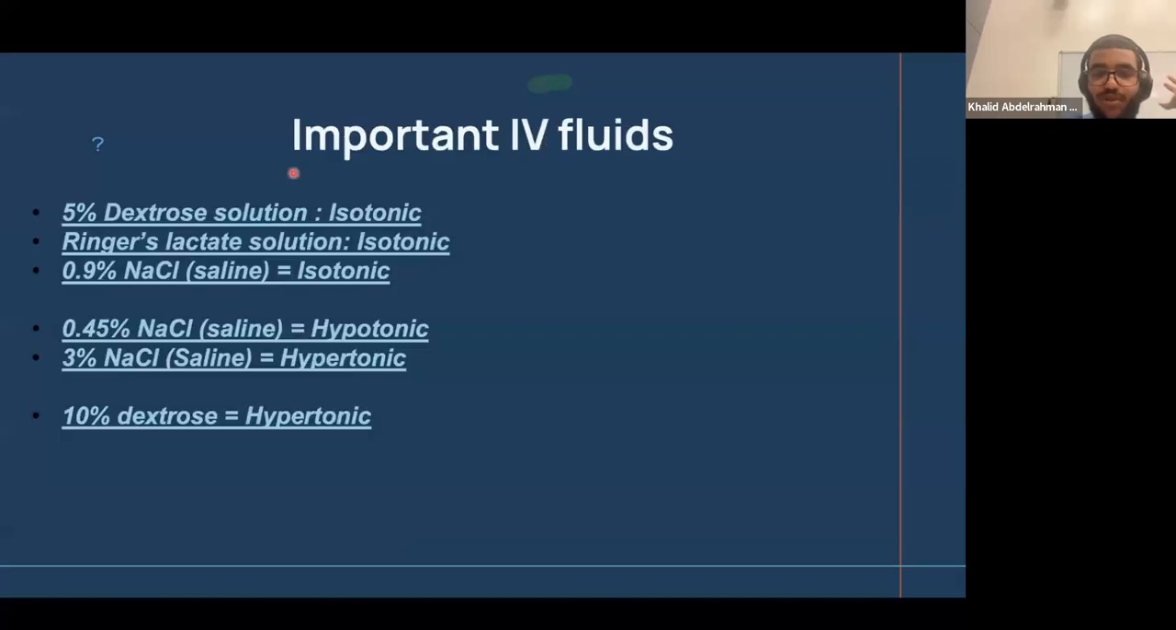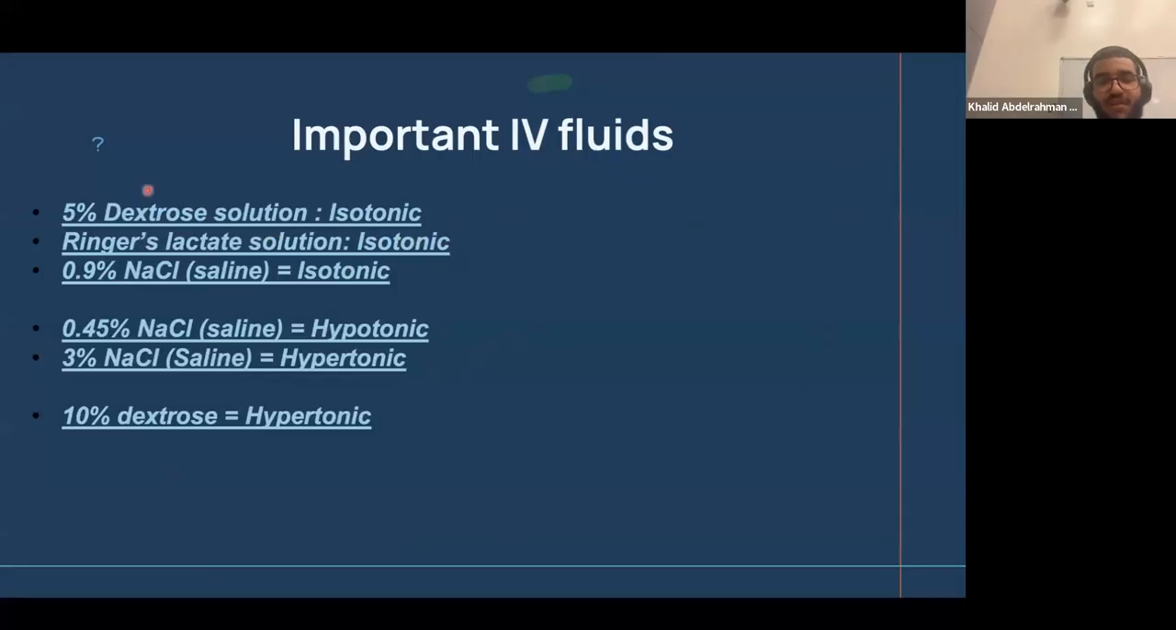Now this is a very important slide, and it's asked about a lot. Okay, you need to memorize these numbers. These are IV fluids. Do you know what IV fluids are? Intravenous fluids. They're placed in the blood directly. Okay. So 5% dextrose solution is isotonic. So if you give someone a 5% dextrose solution, it's always isotonic.